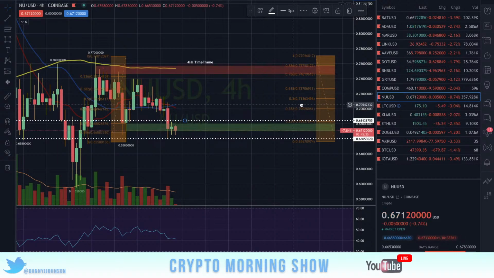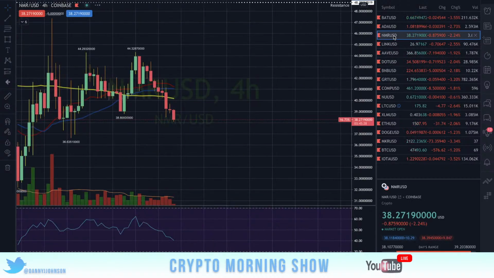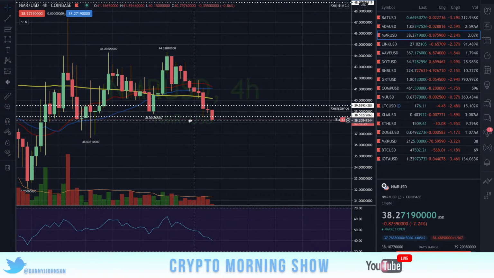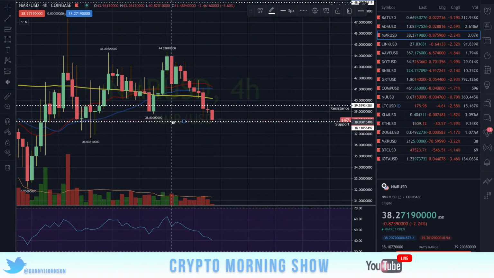Moving on to NMR USD. Where are you at there? There we are. So NMR, we're trying to find a bottom on this particular one, so we haven't charted out a buy or sell. So looking at that, I think we're going to hold there at the 3.27 USD.